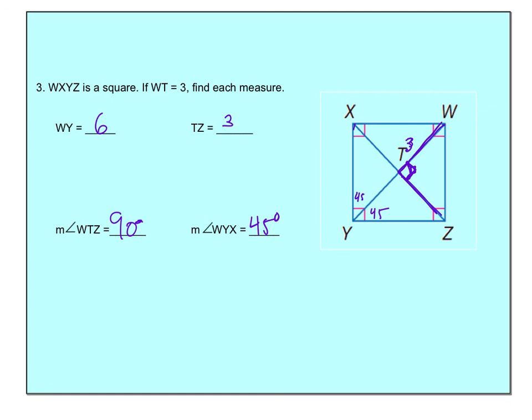Play around with some of these ideas. Remember, a lot of things are true in a square. If you're not 100% sure how to proceed, I would go back and look at some of the properties of a rhombus and a rectangle and see if that gives you an idea of where to start.